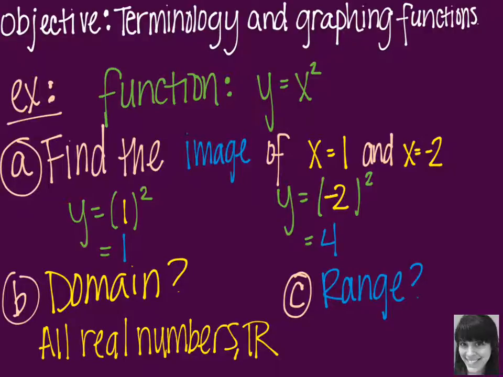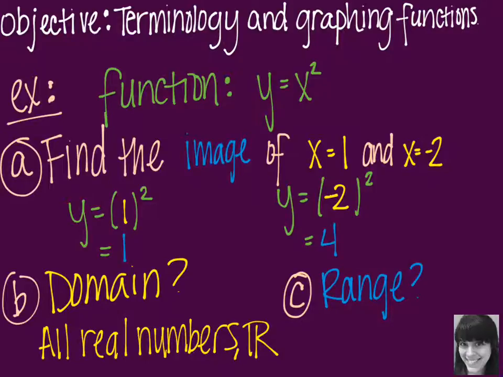You have to think about what you can get out. If I take any number and I square it, I can't get out a negative number. What is the lowest value I can get out? Well, that would be 0, right? Because if I put in 0, I get out 0. But I can't get any negative numbers.